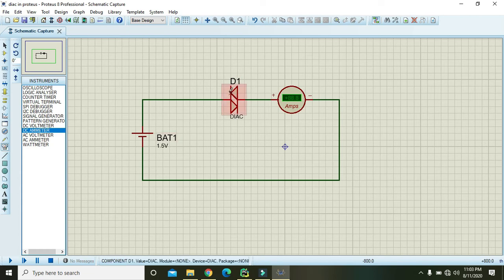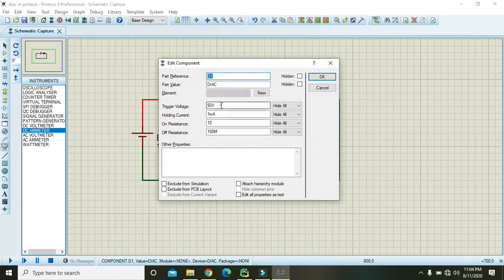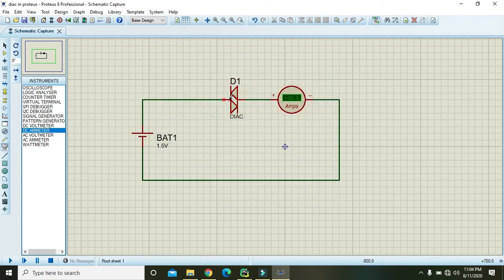We must consider the above diode, that is diode 1. It must be above a certain voltage level to break down its threshold. Double click on it, and here you can see that the trigger voltage is 50 volts. What it means is that when 50 volts is applied on this diac, it will conduct, and if it is even 48 or 49 volts, it is not going to conduct. Simple as that.